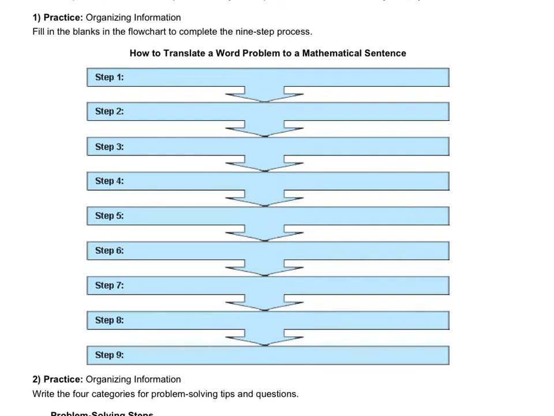So the first one, and probably one that you think about, well, duh, of course this has to be right, is to read the problem. If you don't read the problem, you can't do anything with it. So the first step in translating a word problem to a mathematical sentence is to read the problem. The second step is to read it again. So the first time you read it, just kind of think about it.